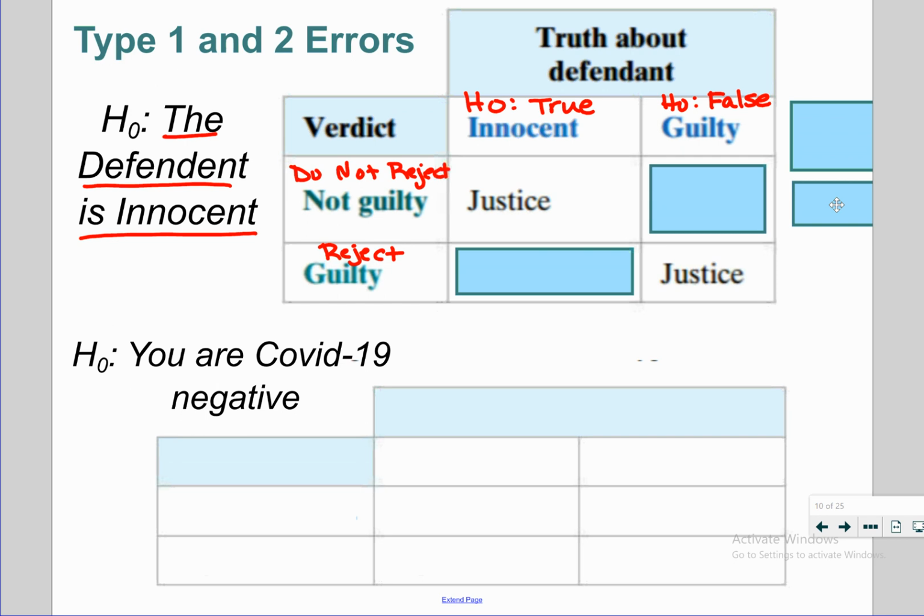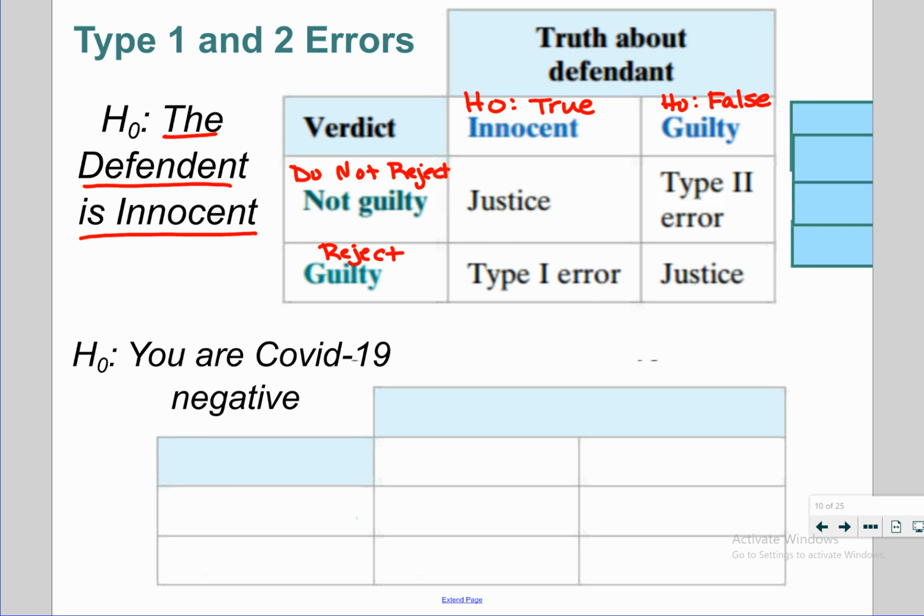Okay, in the other two boxes then, we're going to see our errors occur. So if someone is guilty, but we do not have enough evidence to prove it, the jury comes back and says they are not guilty. So we do not reject a false null hypothesis. That's an example of a type 2 error.